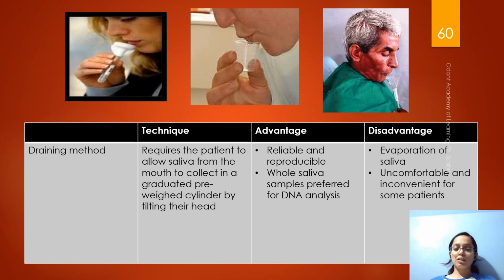Here the patient is asked to allow the saliva to collect, and then they tilt their head and spit it into a measuring cylinder. It is a reliable and reproducible method, and this saliva that is collected can be used for DNA analysis. The disadvantage is that there can be evaporation of the saliva from the cylinders, and sometimes it's not very comfortable for the patient to keep spitting it out.